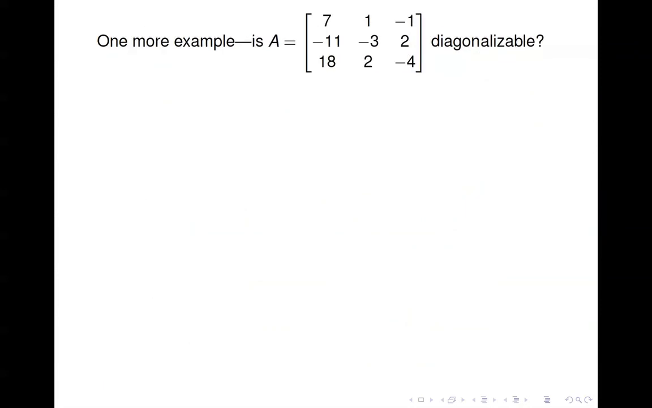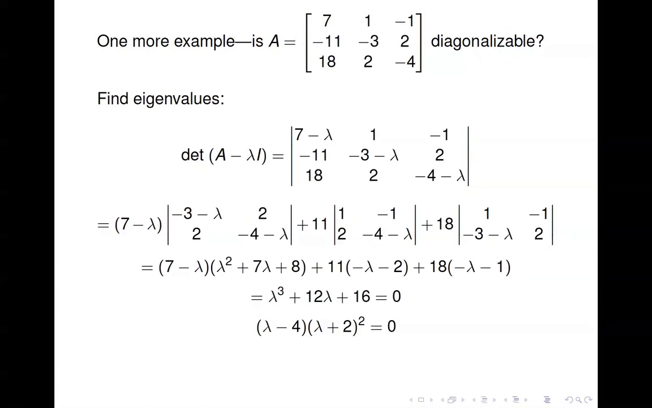Alright, let's look at one more example. Here's another 3 by 3, and we want to know if it is diagonalizable. So we find the eigenvalues. I'm expanding about the first column here when I take the determinant, and end up with lambda minus 4 times lambda plus 2 squared. So again, I don't have 3 distinct eigenvalues. I only have 2. Lambda equals 4 occurs with multiplicity 1. Lambda equals negative 2 occurs with multiplicity 2.